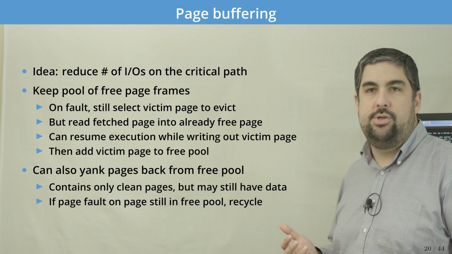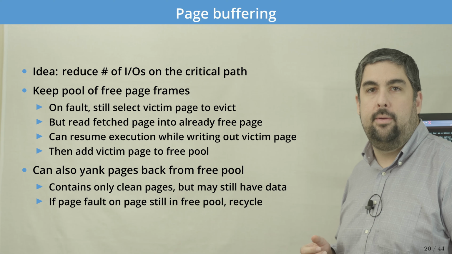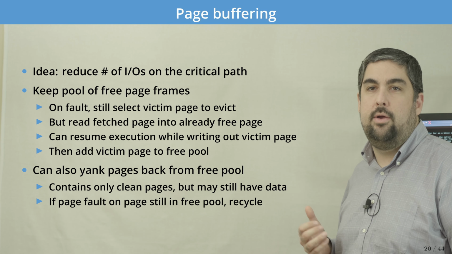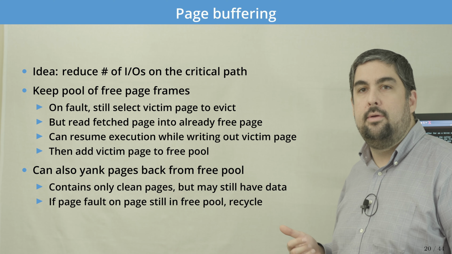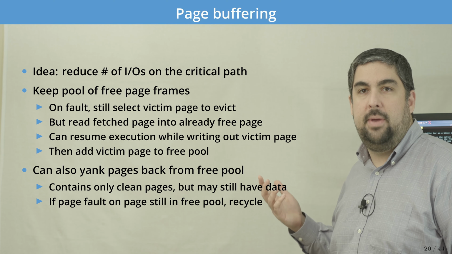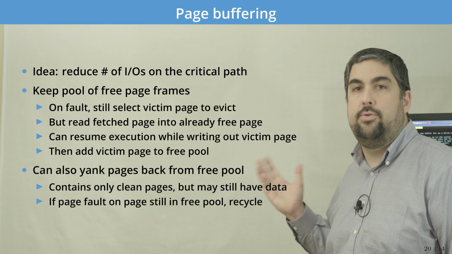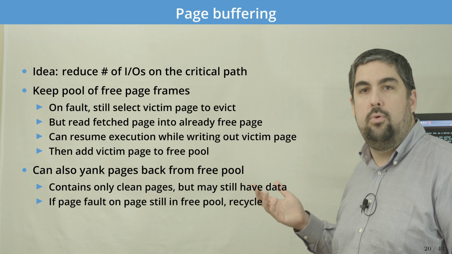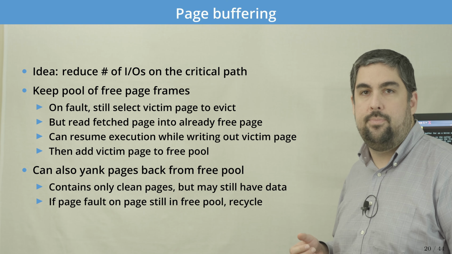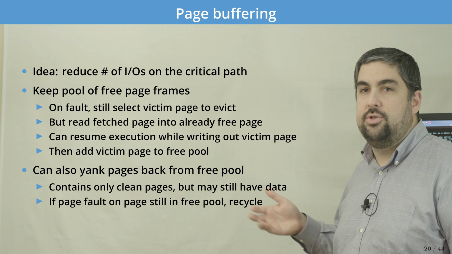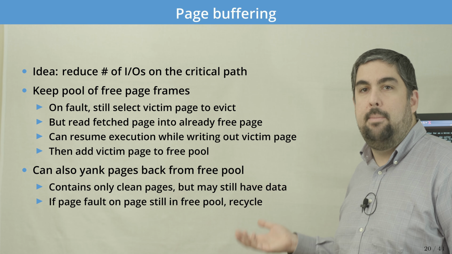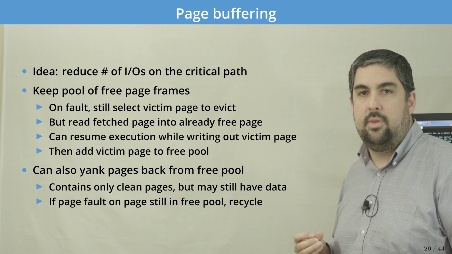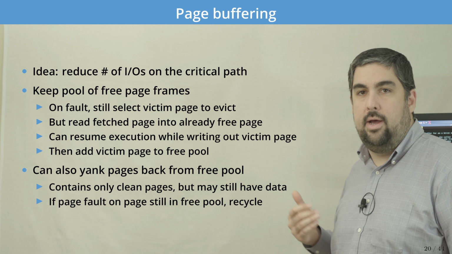A common solution to this problem is page buffering. The idea of page buffering is to reduce the number of IOs that are in the critical path. So generally, when you incur a page fault, you'll just do a single IO to read the page in. And we do this by just keeping a pool of free pages around. When we take a fault, we'll just grab one of these free pages and page in the faulted page that was requested.